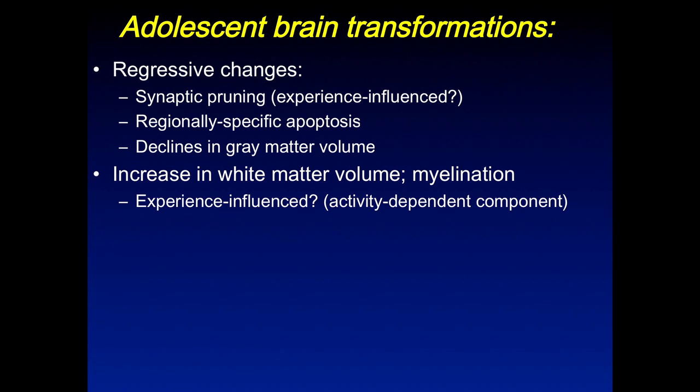Indeed, if you look at networks of connectivity during adolescence, one of the changes that's happening is that things are becoming more strongly connected across longer distances, and you're losing some of the local connections. This also is thought to be perhaps experience influenced, so that if you've got axons that are very active, they may precipitate more myelination, thicker myelination, to really speed up the speed with which they can transmit information.